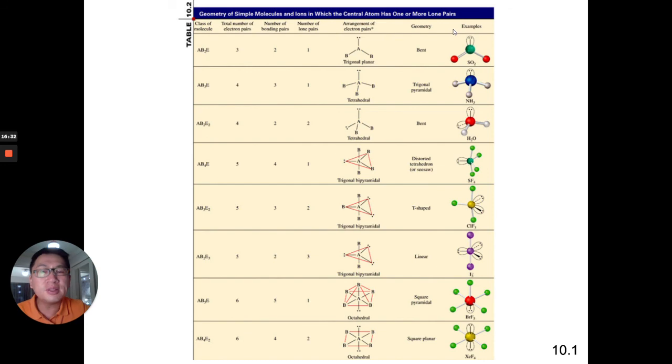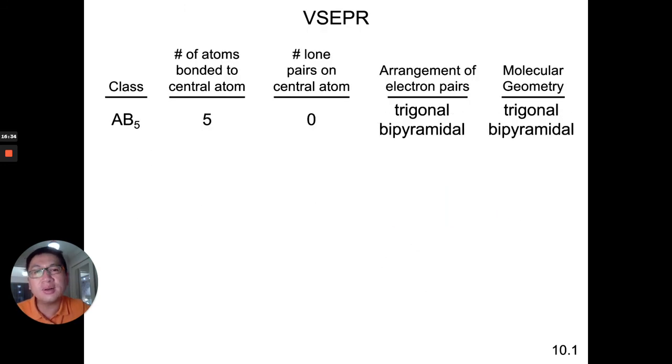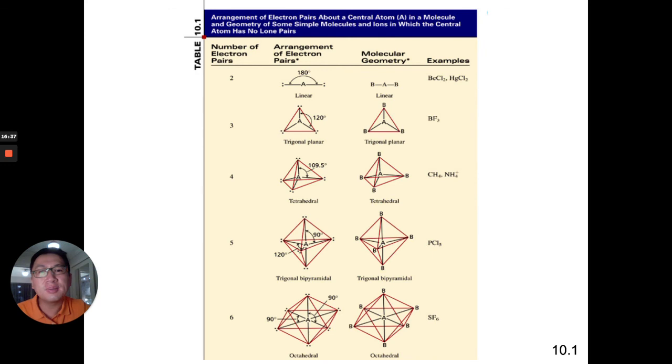What if there's no lone pairs? You have to go to table 1. Let me go all the way back. Table 1. If there are no lone pairs, 2 atoms attached, no lone pairs, linear. 3 atoms attached, no lone pairs, trigonal planar, and so forth. So this table is for no lone pairs, and table 2 is for when there are lone pairs. And that's how we predict molecular geometry. Draw the Lewis dot structure, see how many atoms attached and how many lone pairs, and look up either table 1 or table 2 to determine the shape of the molecule. And yeah, that's it.